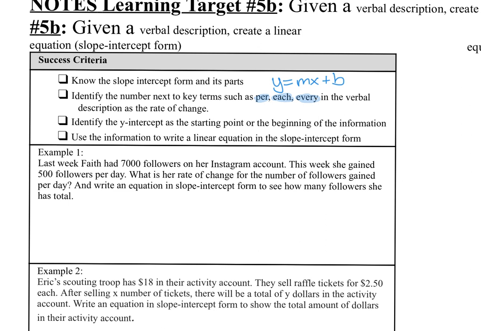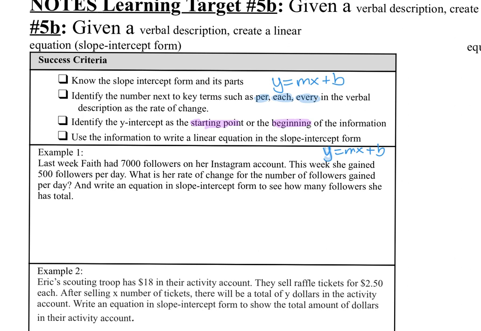Then we're going to identify the y-intercept as our starting point, or the beginning of the information. It's going to be one of those two things that's going to be our y-intercept. Then we're going to use all of this information to write our slope-intercept form. And one more time, let's write it. Y equals mx plus b.